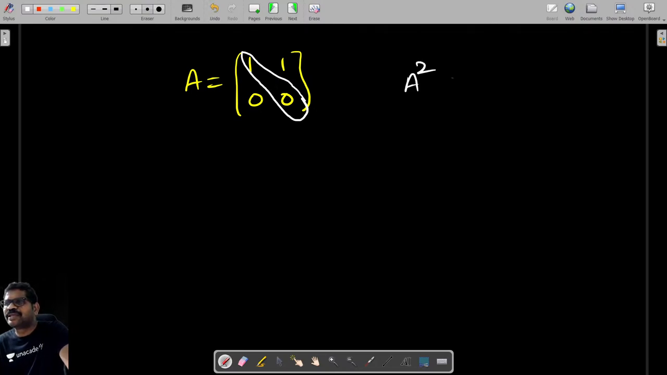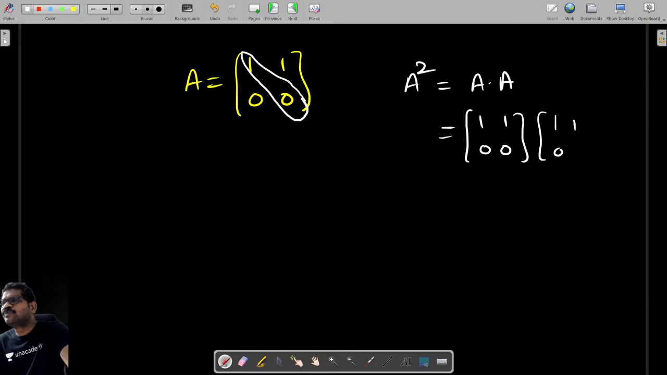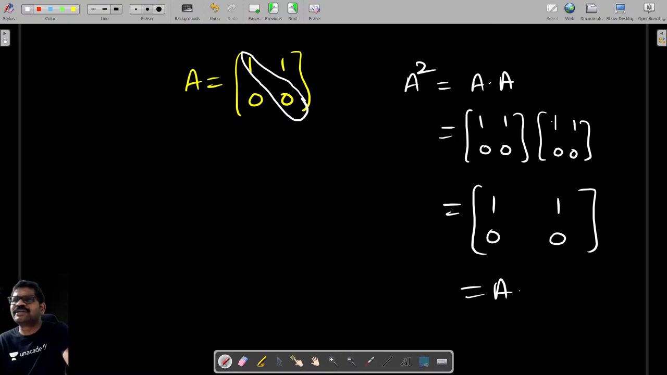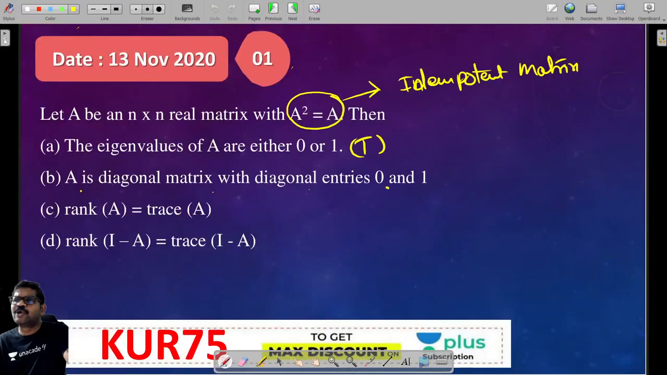But if you multiply A with A, you will get 1, 1, 0, 0 times 1, 1, 0, 0. The result is 1 plus 0, 1, 1 plus 0, 1, 0 plus 0, 0, 0 plus 0, 0. A square equals A. We got an idempotent matrix without taking a diagonal matrix. Understood? Here, diagonal entries are 0 and 1, but your matrix is not a diagonal matrix. So this is false.